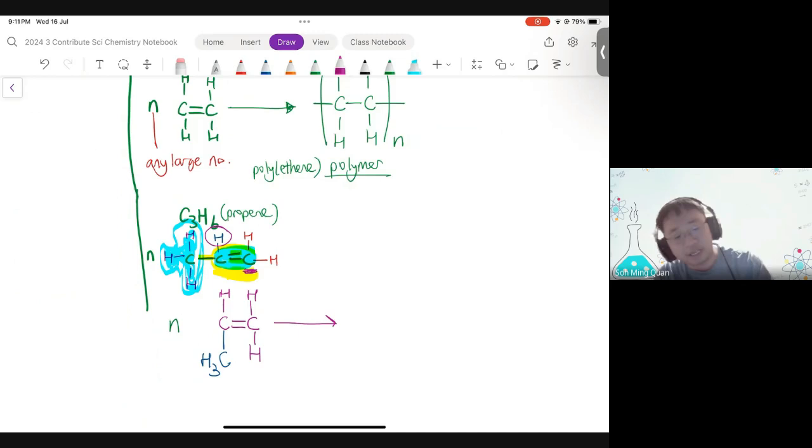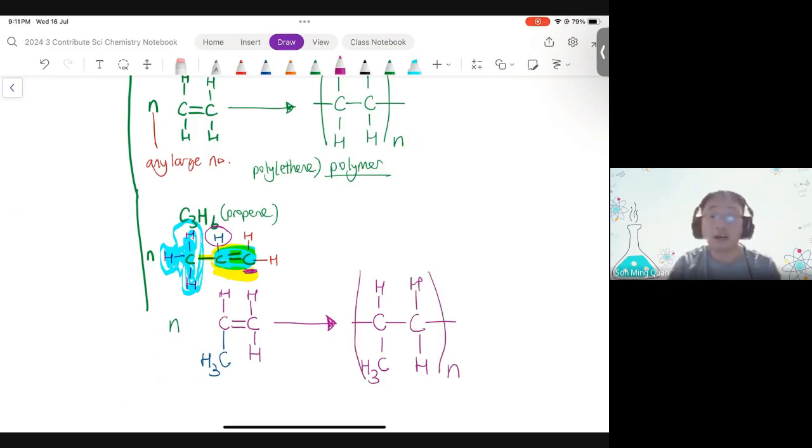Now, once you have done this, drawing the polymer is easier. Because what did we say about polymerization? It's the carbon-carbon double bond, opening left, opening right. So you just open left, open right. The rest, copy and paste. And that actually is the essence of our addition polymerization.